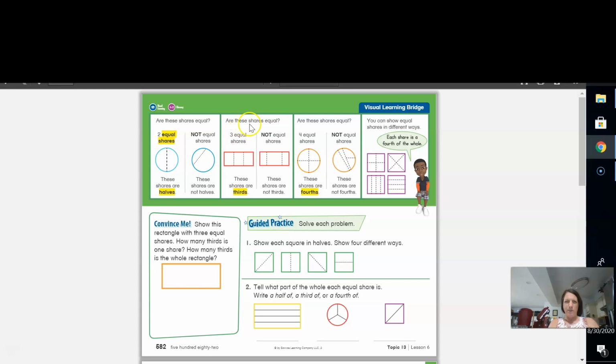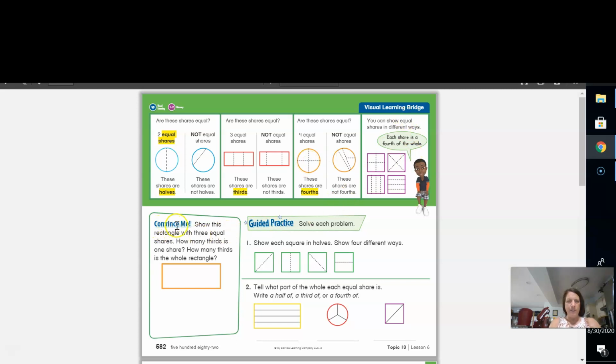Same thing with a rectangle. Are these shares equal? Well, these look to be all the same size to me, but this is like the one we just saw in the video, correct? And they are not thirds. They are not equal shares. And then here's the circle they did in the video. These are not fourths. They are not equal shares. These are.